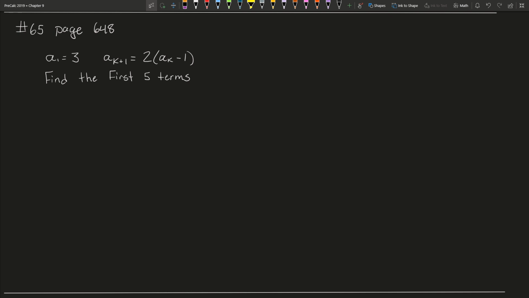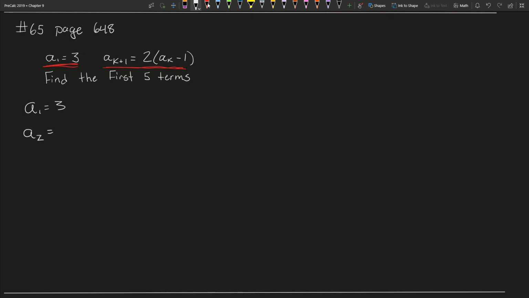All right, so let's do an example of that. And again, this is a recursively defined sequence. This is just an example of it. If you have your books on your laptops, which you all should, this is number 65 on page 648. Not important. We're not going to worry about the textbook just yet. But this question gives you the first term, A1, and it gives you the rule for each term, and we want to find the first five. So again, we have A1, and we want to find A2 through A5.